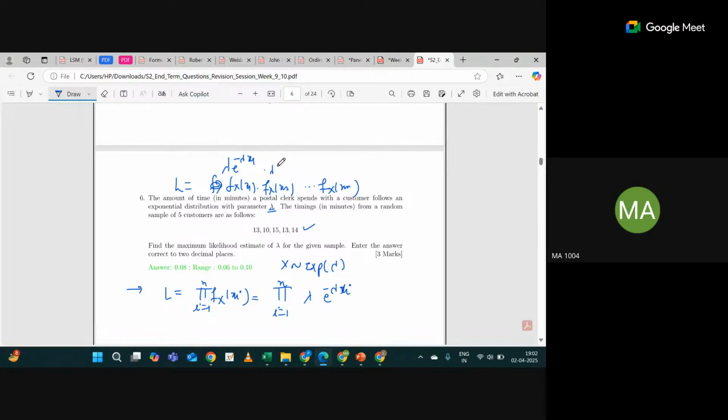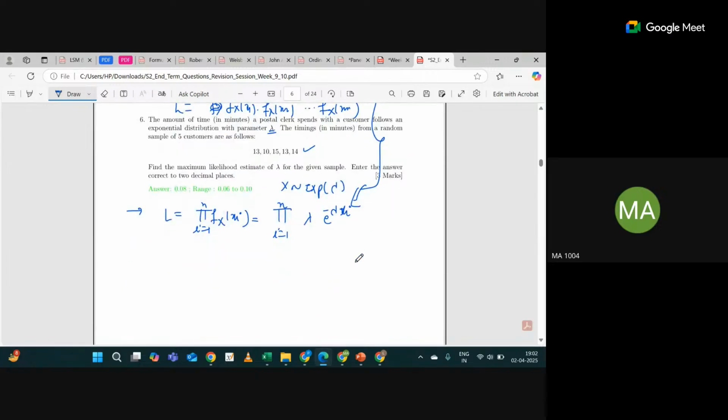So the next thing will be lambda into e raised to power minus lambda x2 and so on, lambda into e raised to power minus lambda xn. That's the same thing I have written here in general. Is this clear? The notations and all.